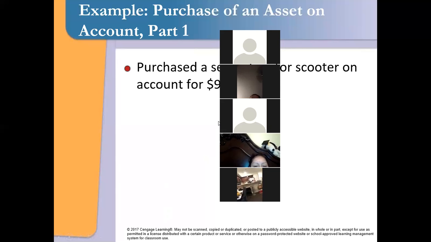All right, here's another transaction. Purchased a second scooter on account for $900. Now, what happened here? Let's talk about what did we get? What did we give up? You got the motor scooter and you lost $900. But you're still owing, right? We owe it. Did we give up $900 in cash in this example? No, you're still owing it. We did get the scooter, right?